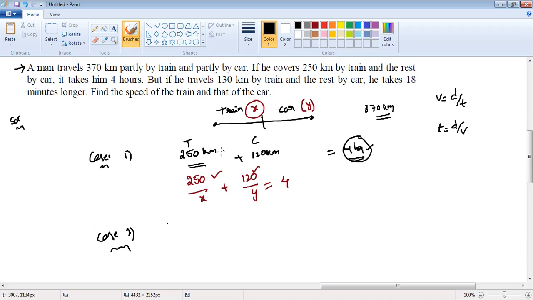Case 2, what will we take now? 130 kilometers by train, the rest by car. So 130 kilometers plus the balance is 240. Am I right, ma'am? Yes, sir. Now in this case, what will we take as the total time? It takes 18 minutes longer. 18 minutes longer. So 4 hours plus 18 minutes.